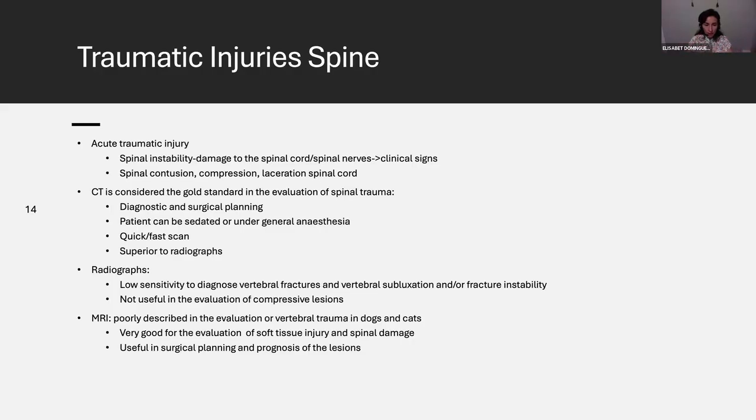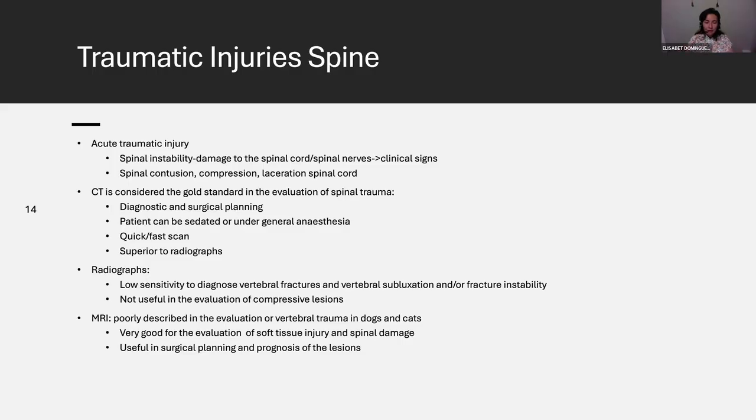If we don't have a CT and we only have radiographs, we know that radiographs have a low sensitivity to diagnose vertebral fractures, vertebral subluxations and or instability, unfortunately. And in general, radiographs are not useful in the evaluation of compressive lesions or to see damage to the spinal cord or to the spinal nerves.